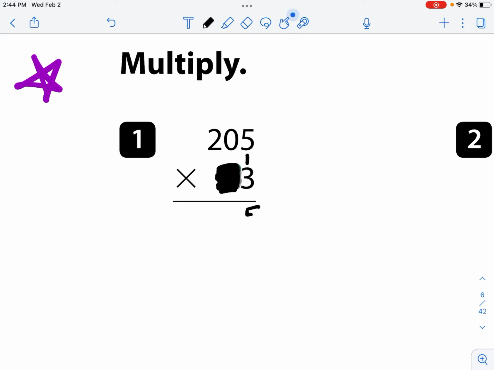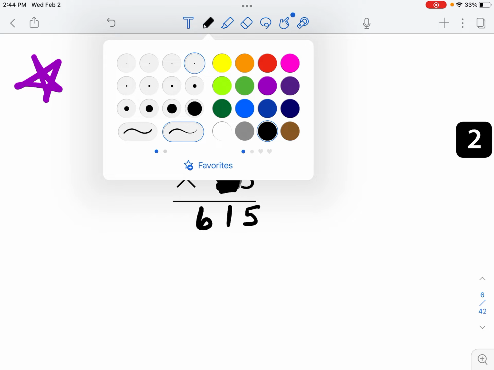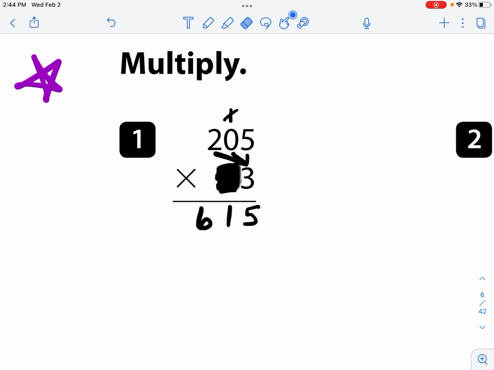3 times 5 is 15. 3 times 0 is 0, plus 1 is 1, and 3 times 2 is 6. Now, we are done multiplying those 3 ones. So I'm going to go ahead and erase that.